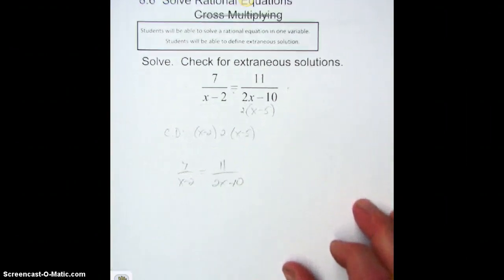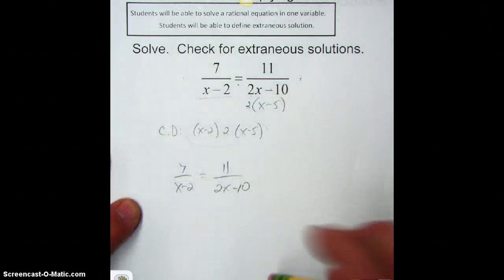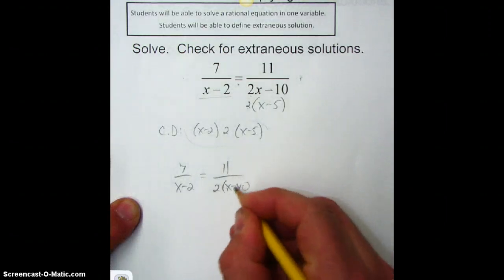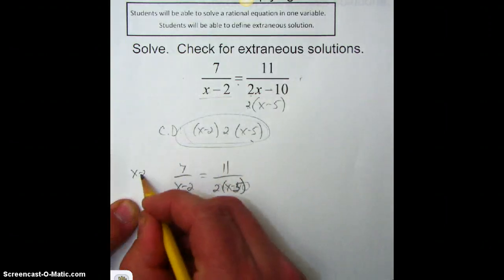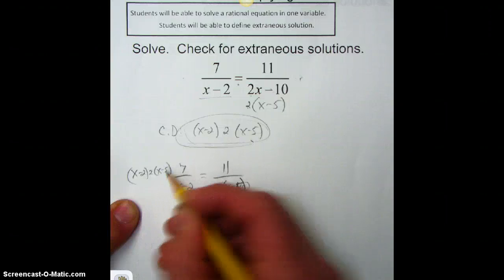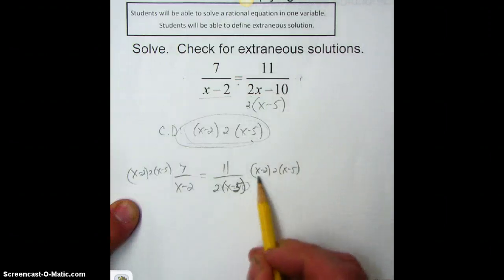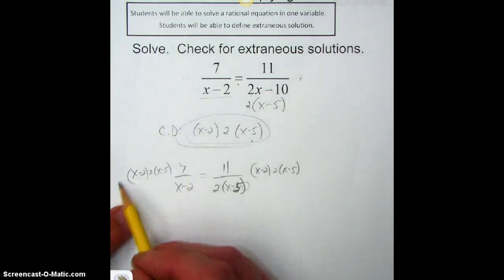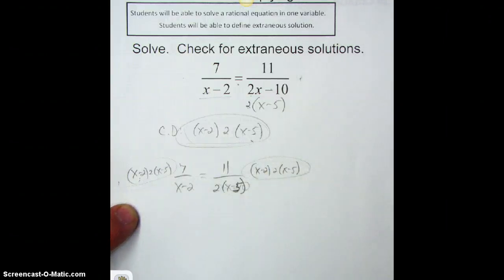Let me zoom in a little bit more. What I'm going to do now, as I said before, is put 2x minus 10 factored. Leave it as this: 2, x minus 5. I'm going to multiply both sides by that. So I'm going to write this over here, and I'm going to write it over here. The order that I put these in doesn't matter. I can go 2, x minus 2, x minus 5. I can go x minus 5, x minus 2, and 2. Order is not important. As long as you're multiplying both sides by the exact same thing, you're good.